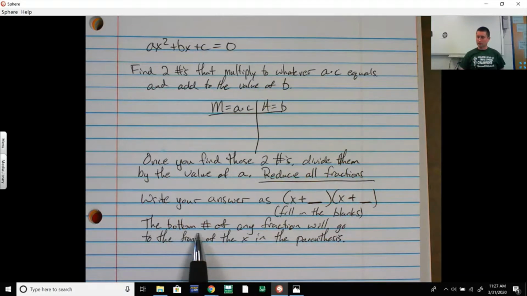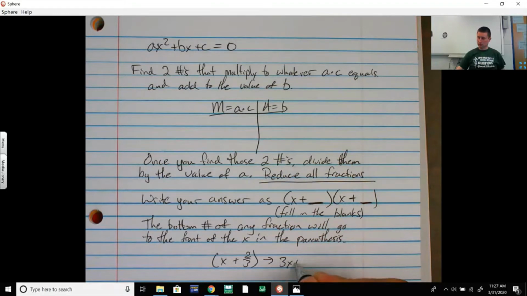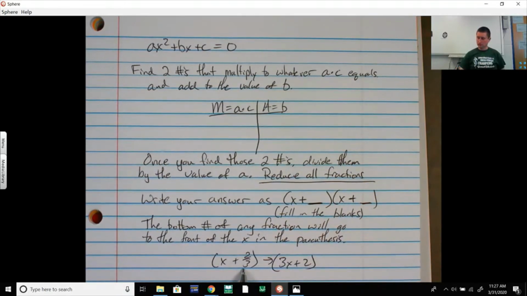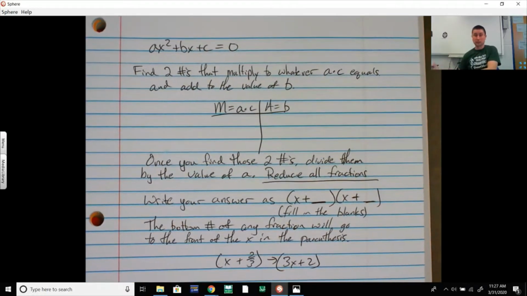The bottom number of any fraction will go to the front of the x in the parentheses. So that was when we had x plus 2/3. That gets written as 3x plus 2. The bottom number of any fraction will go to the front of the x in that parenthesis. Okay, so those are the steps. The rest is just practice, kids. And we also have some equations to solve as well.